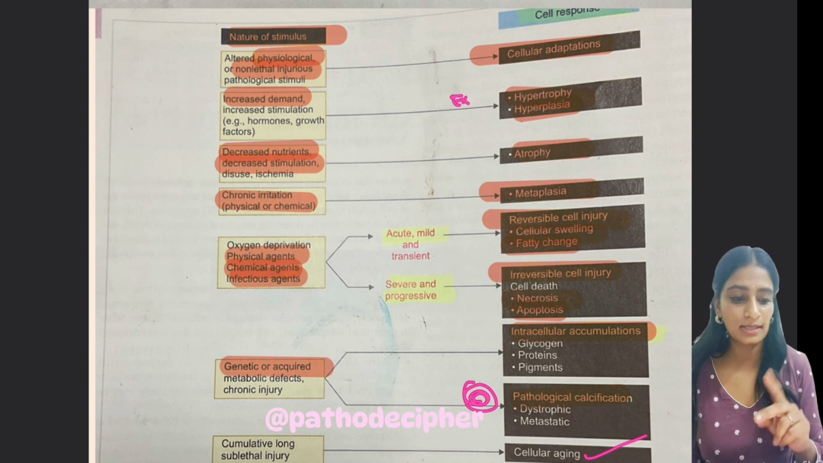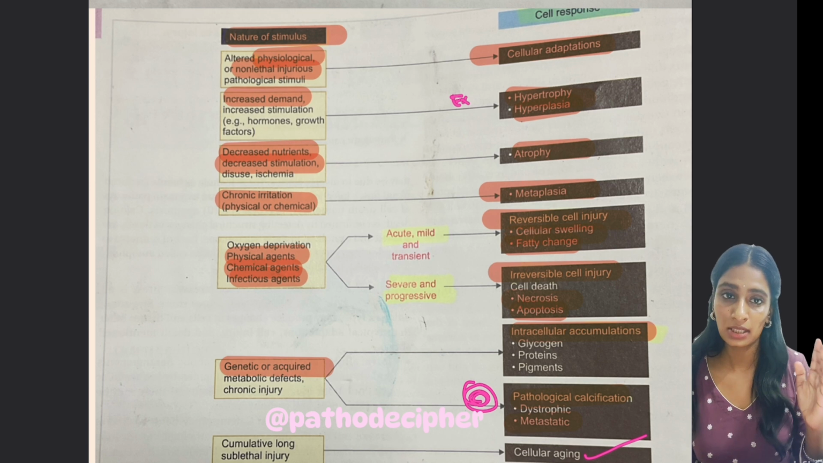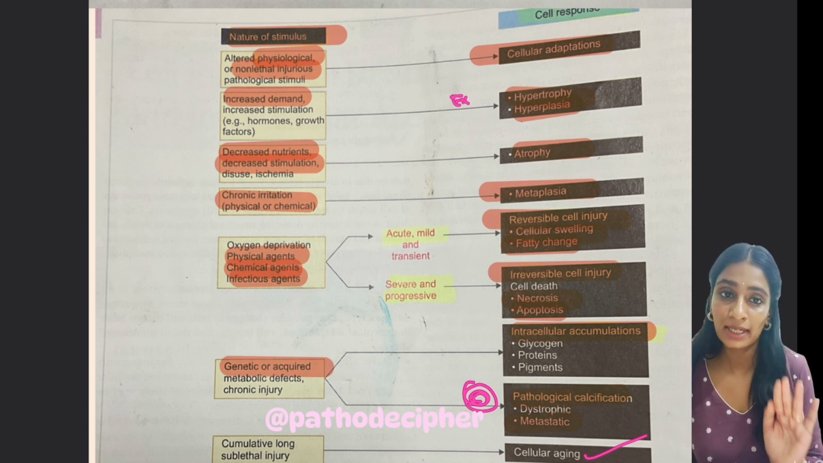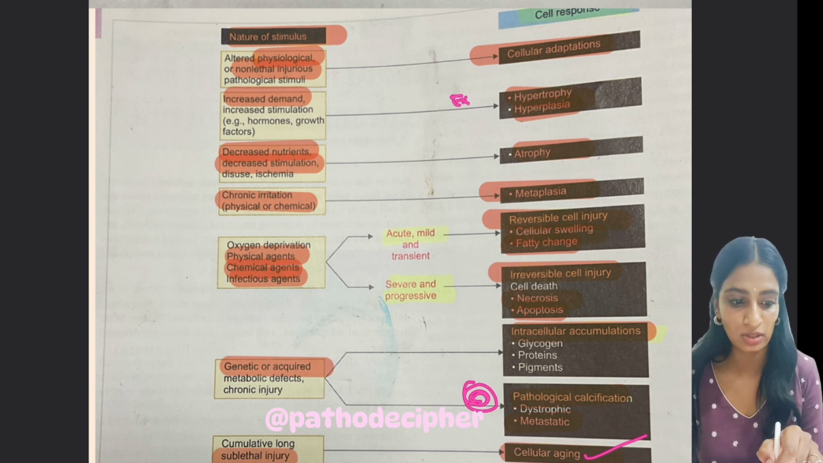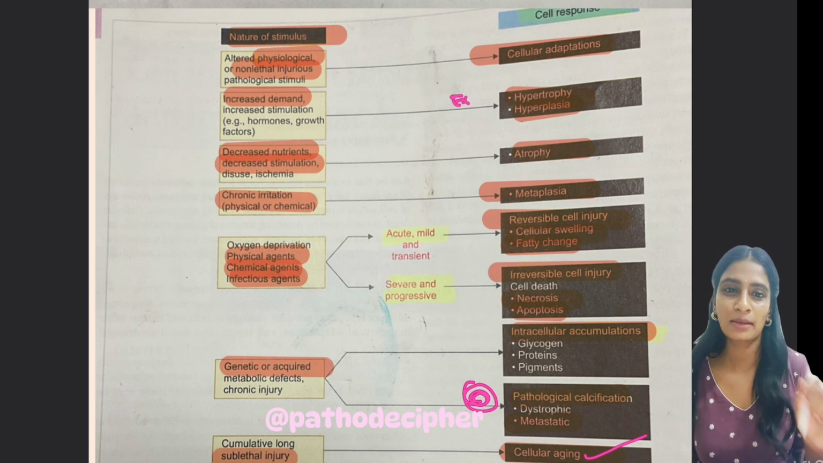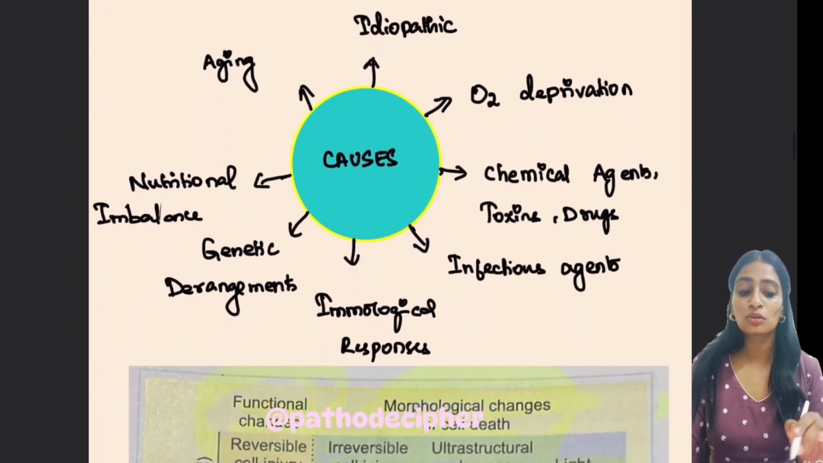What is metastatic calcification? It means that if the blood level of calcium is increased, the calcium will go and deposit somewhere. That is metastatic pathological calcification. The last one is sublethal injury, and ultimately that is cellular aging, senile aging. This is a separate question for PG, and you'll see about it later. So next, coming to the causes.